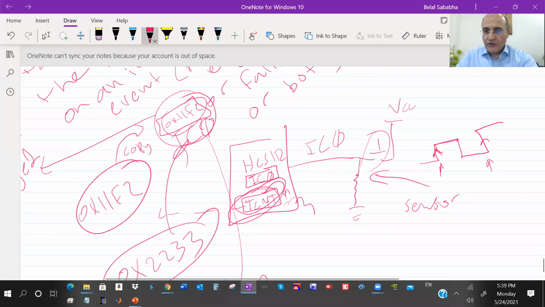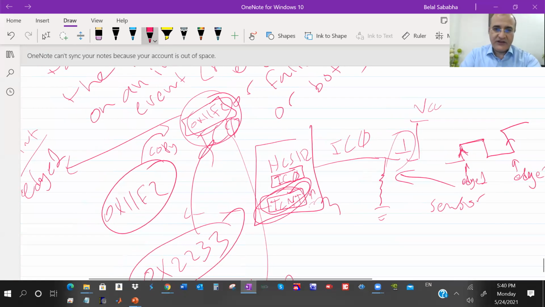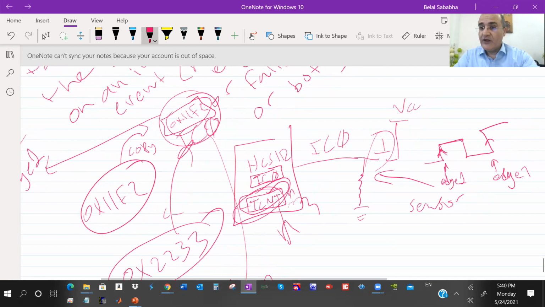Now you will be able to know the counter value at edge 1 and at edge 2. If you know how fast the Tcnt is counting, you set its frequency. Okay, you will be able to know the difference, how many times it counted.